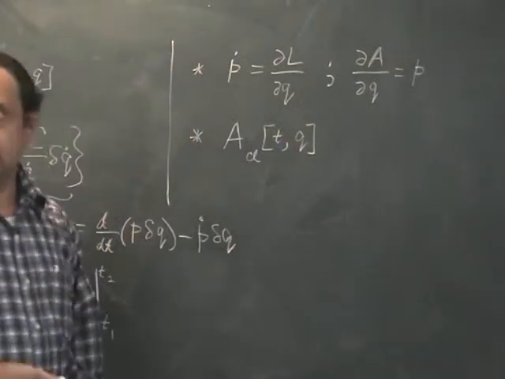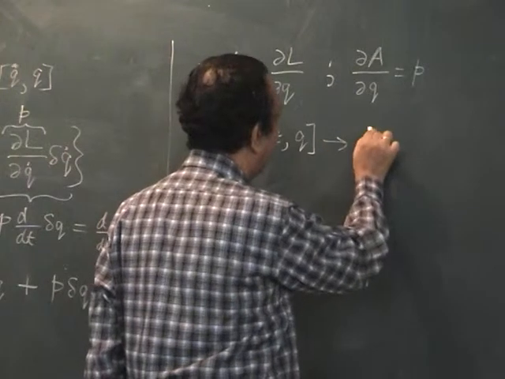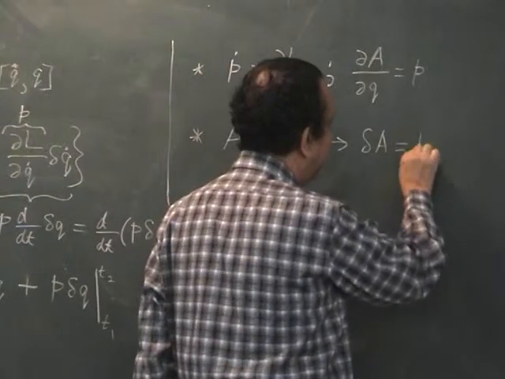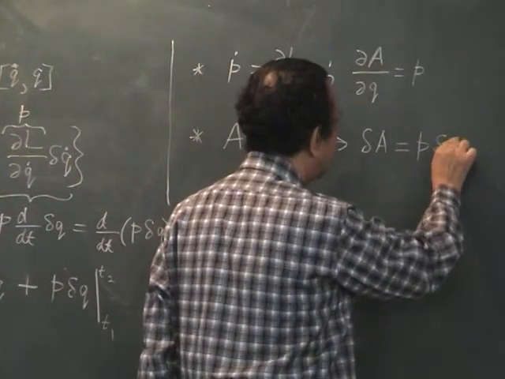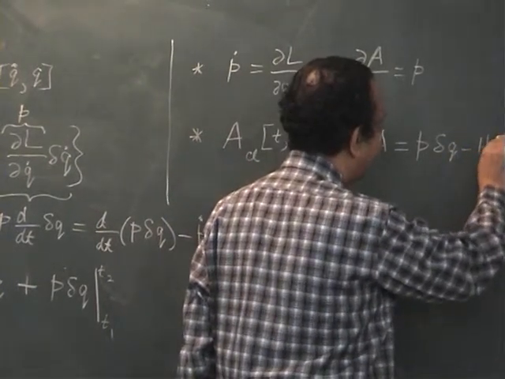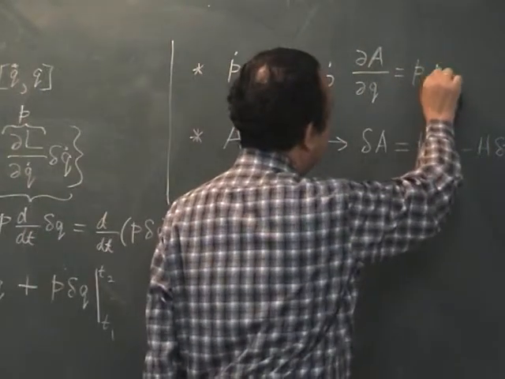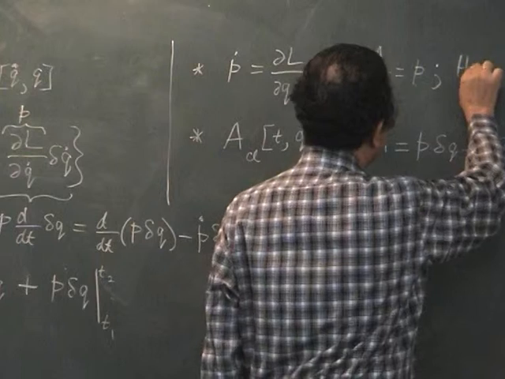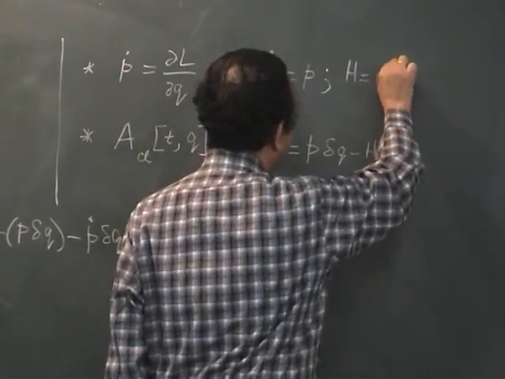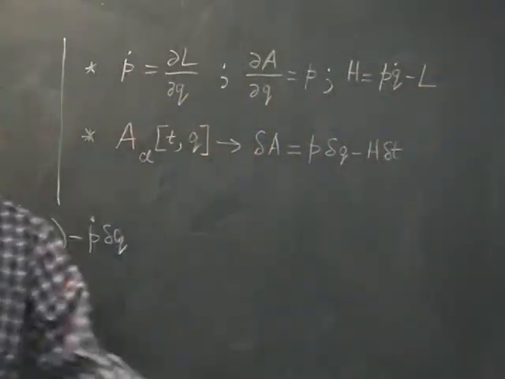Okay? Then you can write a result that the delta A of this is of the form P delta Q minus H delta T, where H is another quantity which we have defined as P q dot minus L, which is of course your Hamiltonian if it is re-expressed in terms of P. Right now it is just an energy function. It's a function of Q and Q dot here.